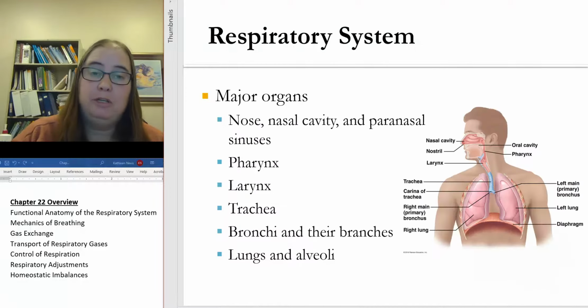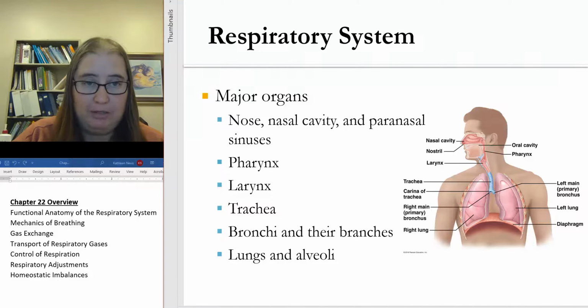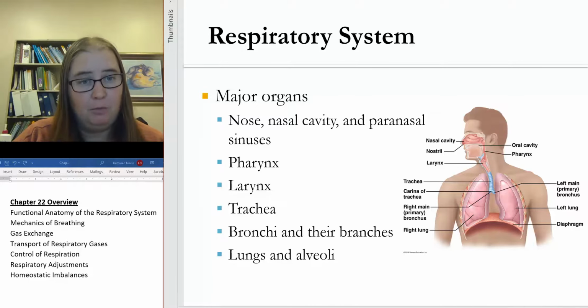So when we look at the respiratory system, the major organs are the nose, we have our nasal cavity, our oral cavity, our paranasal sinuses. As we move down, we go into our pharynx and then our larynx, our trachea, our right and left main bronchi, and then these go out and branch substantially, and eventually we get into our lung tissue and our alveoli.